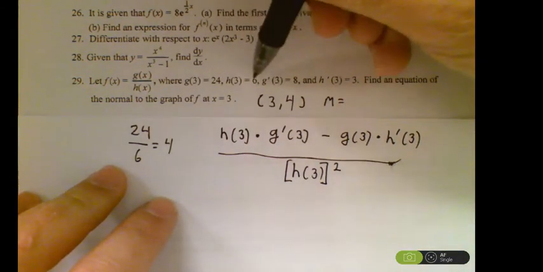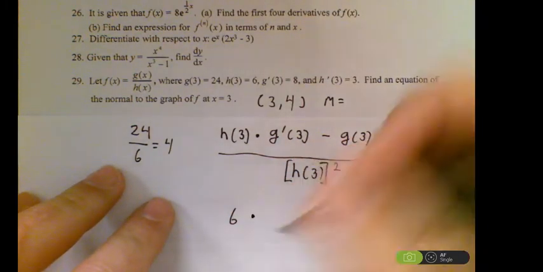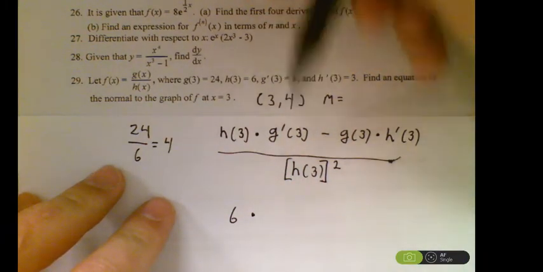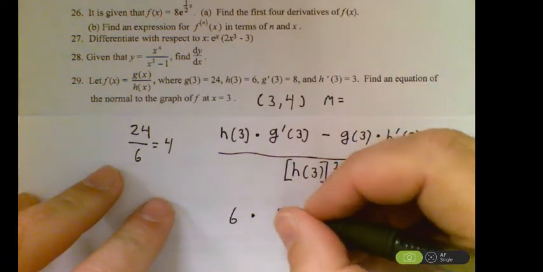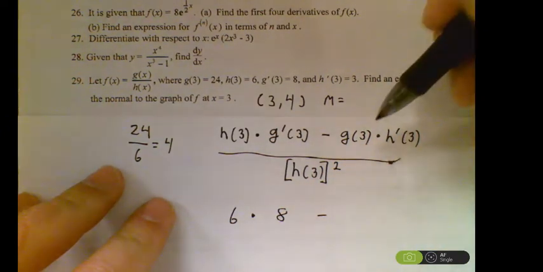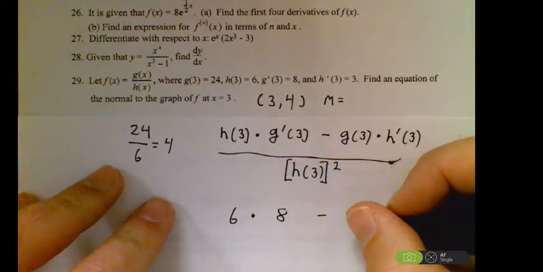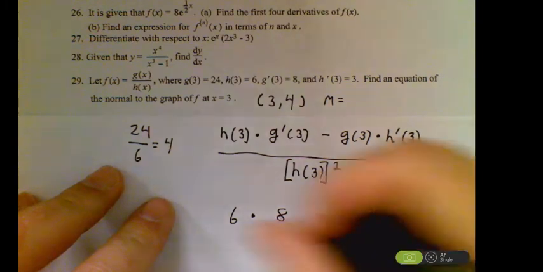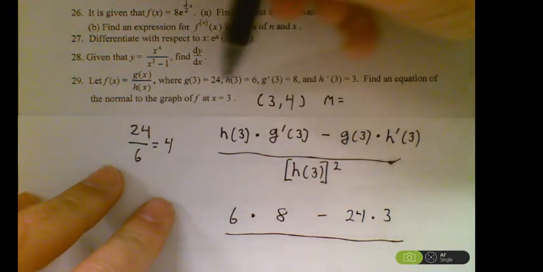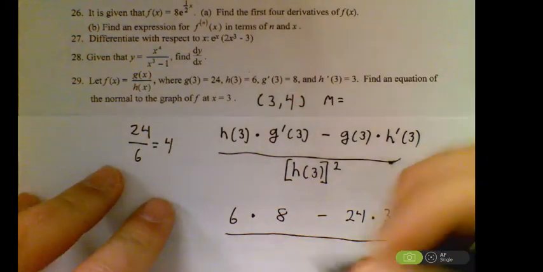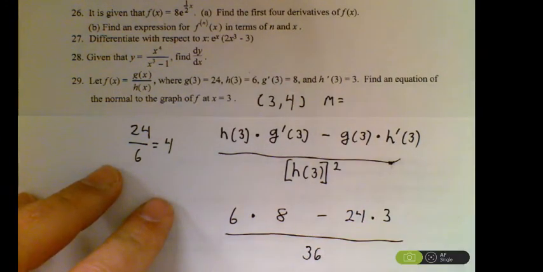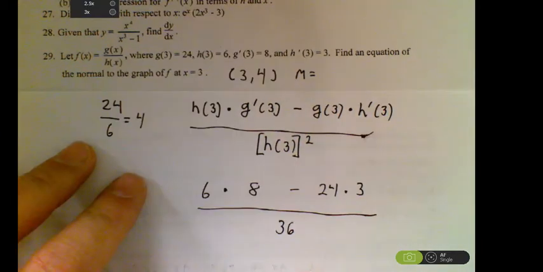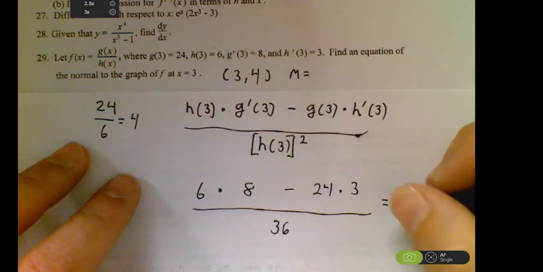So we already know h of 3 was 6. The derivative of the g function at 3 was 8. The original g of 3 was 24. The derivative of h was 3. The original h, again, was 6. So 6 squared gives us our denominator. We just have to do a little cleanup on that, and it looks like we get negative 2/3.